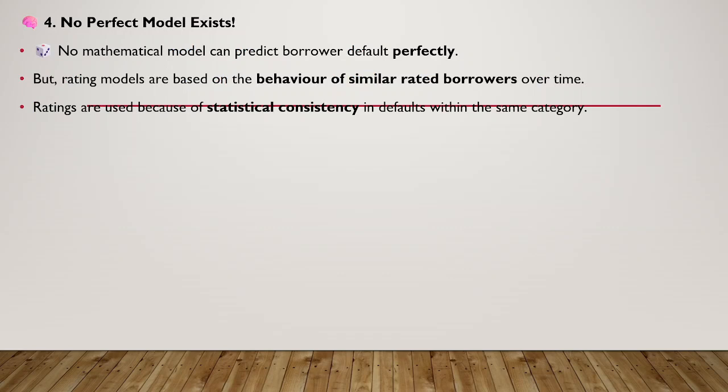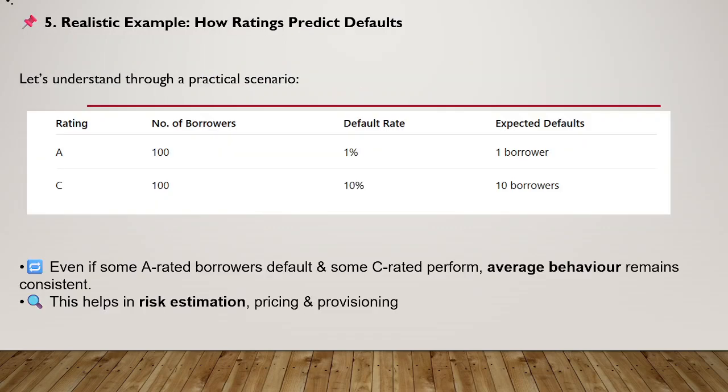Now, let's deal with a common doubt. What if a borrower rated A defaults? Or a borrower rated C performs very well? Yes, individual exceptions will always exist. But credit rating works at the portfolio level, not for predicting the behavior of one borrower, but for understanding the behavior of groups of borrowers.